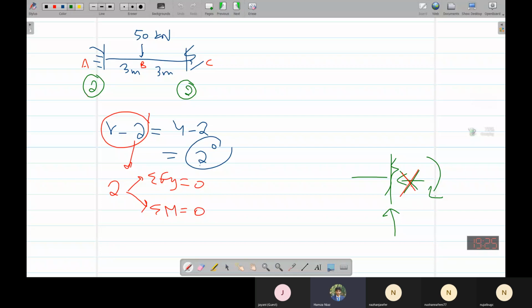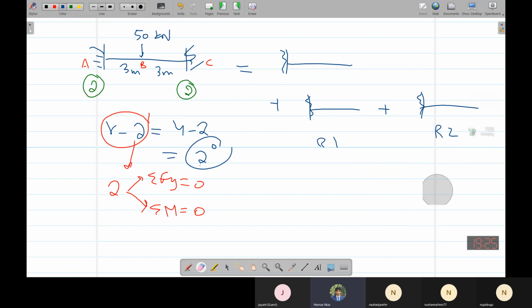Here, in this example, we have second degree of indeterminacy. So we can just resolve it again into a cantilever beam plus 2 redundant structures. 1 and this one is 2, R1, R2. So the number of redundant structures depends on the degree of indeterminacy of our structure. However many degrees it is indeterminate, we draw that many redundant structures.